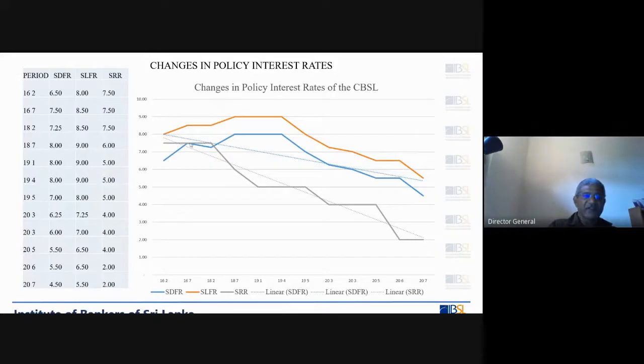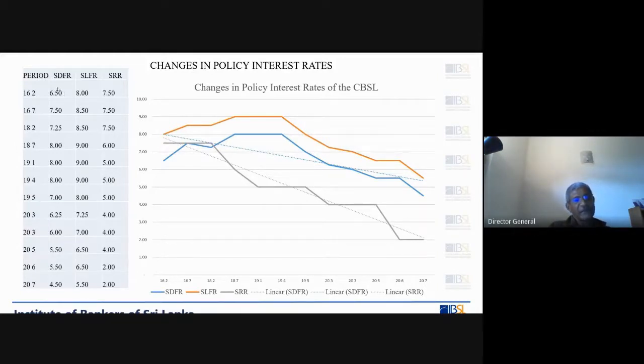This graph indicates actual numbers I have got from central bank press releases. The central bank issues monetary policy press releases. These numbers are actual numbers. Here, 16.2 means the 2016 second monetary policy announcement, second press release. This is the 2016 seventh press release, 2018 second press release. It's like that. Just to save space, I put this. This is the year, and this is the number of the press release.